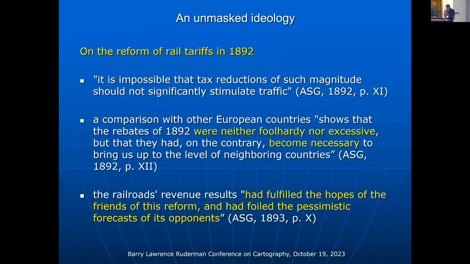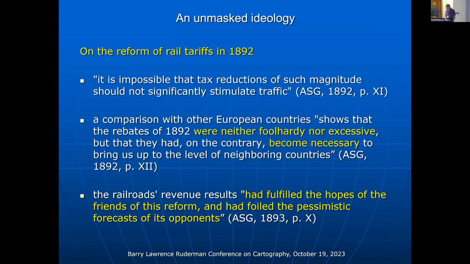Chesson predicted a boom: "It is impossible that tax reductions of such magnitude should not significantly stimulate traffic." Our engineer compared rail fares in France and other European countries. A comparison which, second quote, "shows that the rebates of 1892 were neither foolhardy nor excessive, but that they had, on the contrary, become necessary to bring us up to the level of neighboring countries."